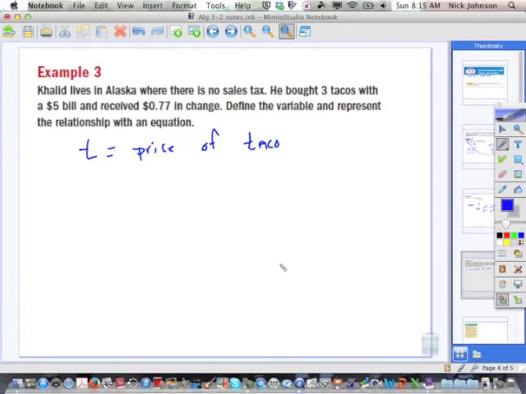So what did he start with? Well, he had $5, right? So there's my starting point. So 5. And then he bought 3 tacos. Do you add or subtract when you're buying tacos? Well, you subtract. He subtracted 3 tacos from his $5 bill. And he ended up with 77 cents in change. Everybody see how Mr. Johnson got that equation? Started with $5. He subtracted 3 tacos from it. He ended up with 77 cents in change.